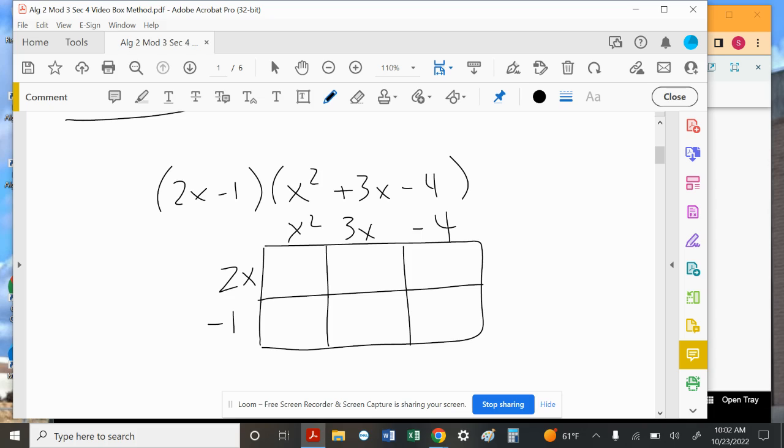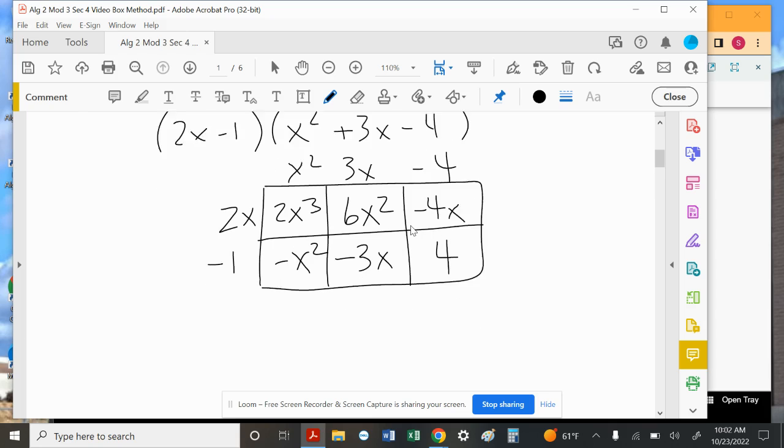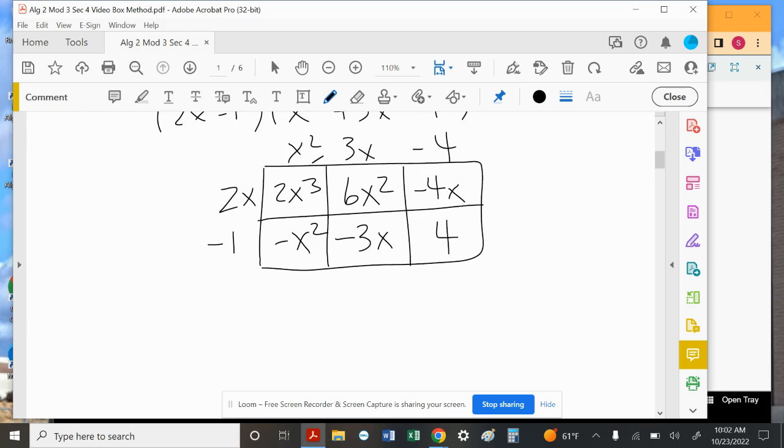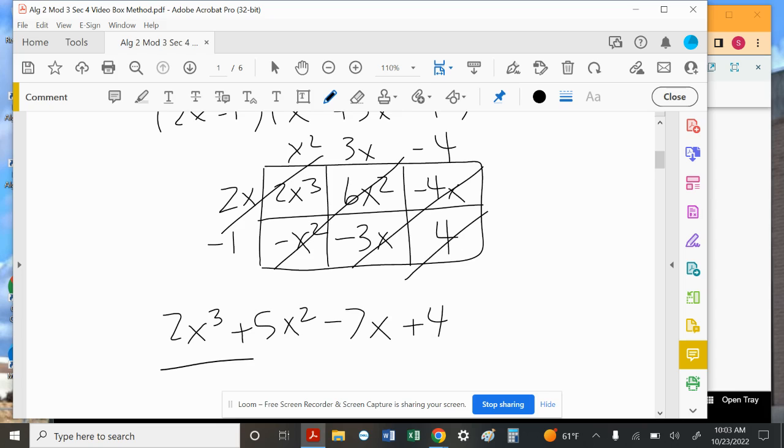Multiply 2x times x squared, I get 2x cubed. X squared times negative 1 is negative x squared. 2x times 3x is 6x squared. 2x times negative 4 is negative 4x. And then I have 3x times negative 1, negative 3x. And then negative 4 times negative 1 is positive 4. So I've got that one down there. So now I've got this one, same thing with the diagonals. 2x cubed. Notice I'm not going to write them up there anymore. Plus 5x squared minus 7x plus 4. And that would be it multiplied out.